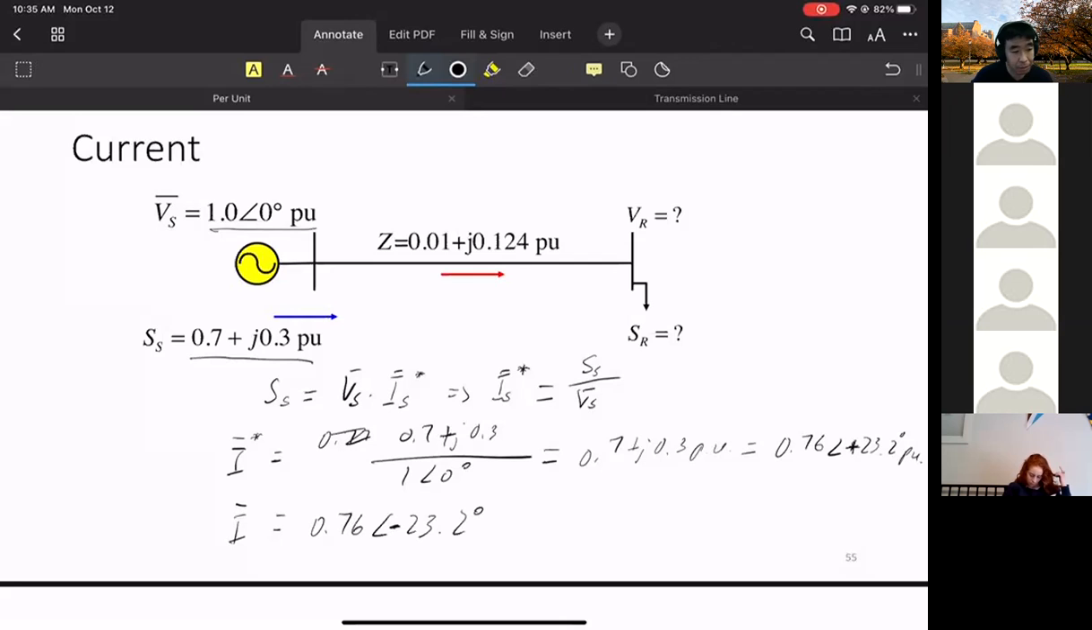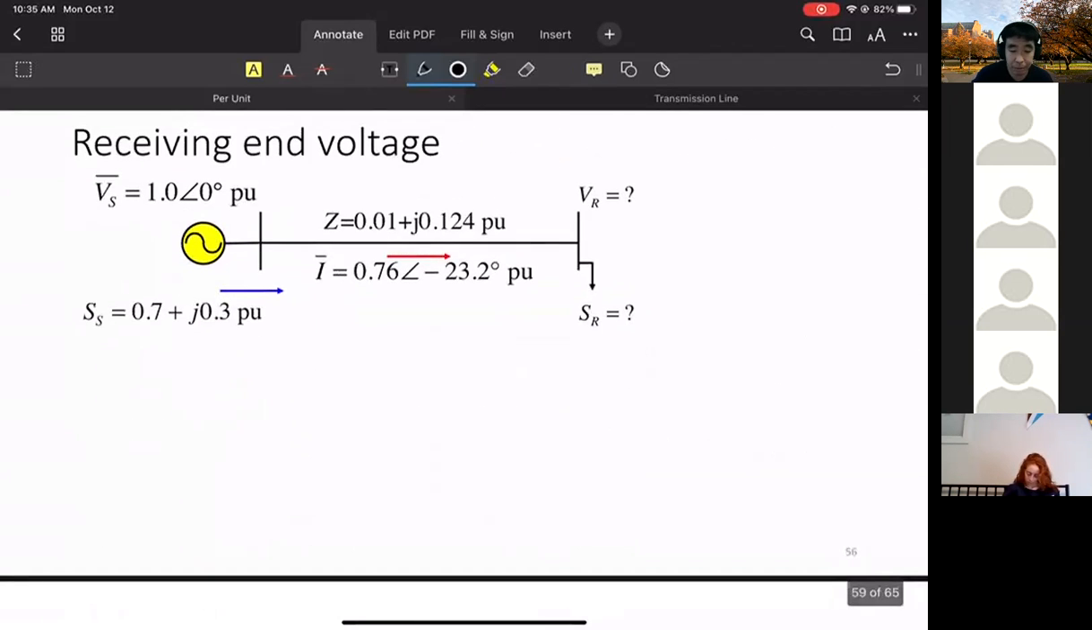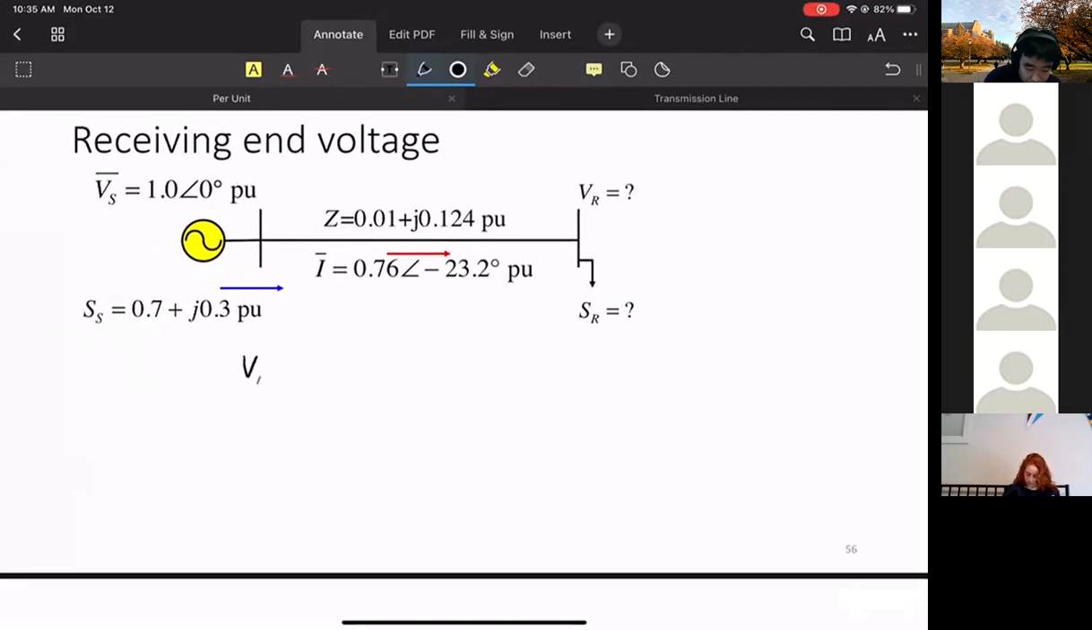The next step, let's compute the voltage. So we have the current computation, we'll compute the voltage. And the voltage is a simple circuit calculation. We have some source voltage. We now have a voltage drop across a line. And the voltage drop is given by the current times the impedance.